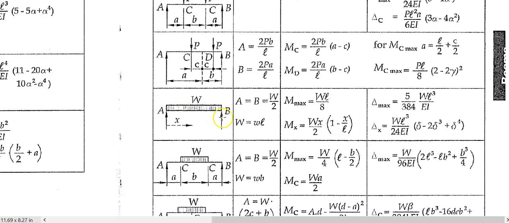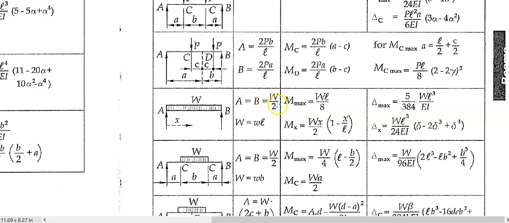It's got a UDL. Notice here the UDL is represented by W, which is the same as small w times L. The total load given by the UDL is the UDL multiplied by small l. The span here for this small l is just big L. So notice that the reaction at A is equal to the reaction at B.